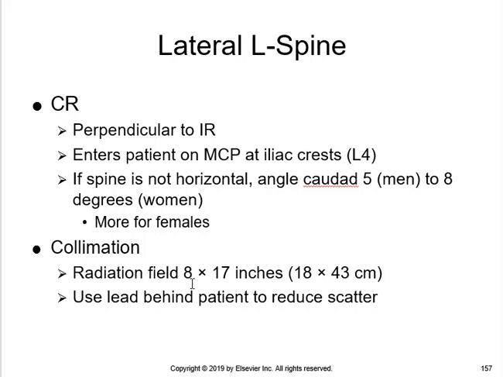So your radiation field is going to be 8 by 17. It could be 8 by 14, but most of the hospitals I worked in, both for the AP and the lateral, they wanted 8 by 17. And because we're going to create a lot of scatter radiation, just like in the T-spine, we want to use a lead shield behind the patient to reduce the scatter and prevent some of that from striking the image receptor.